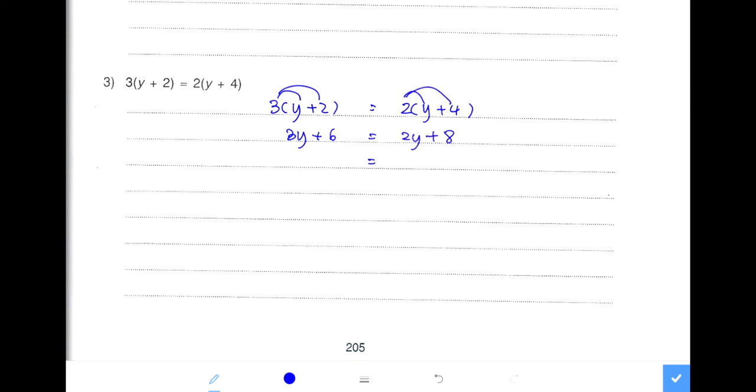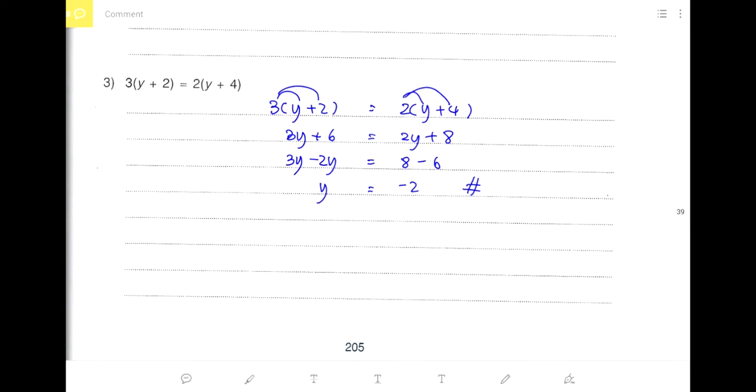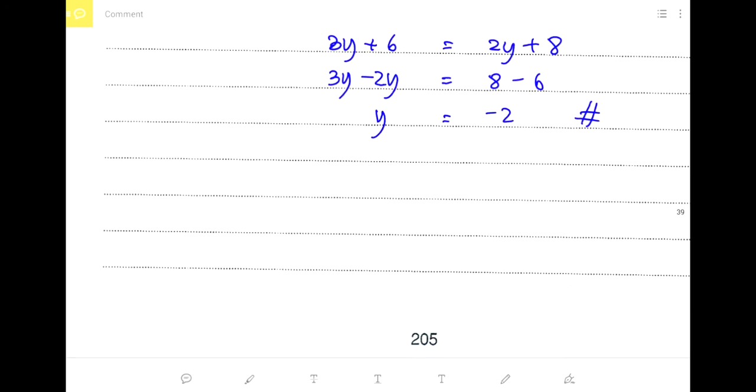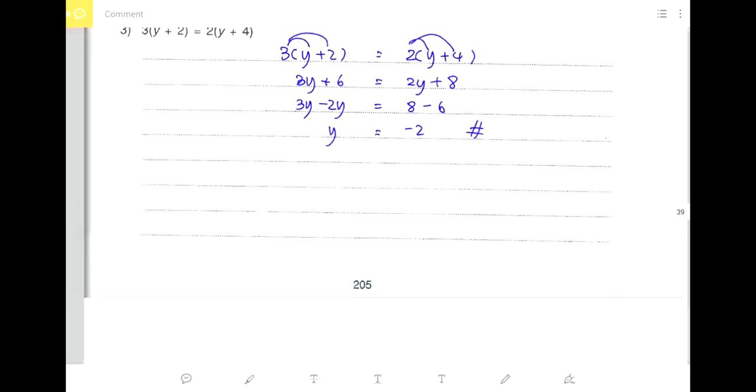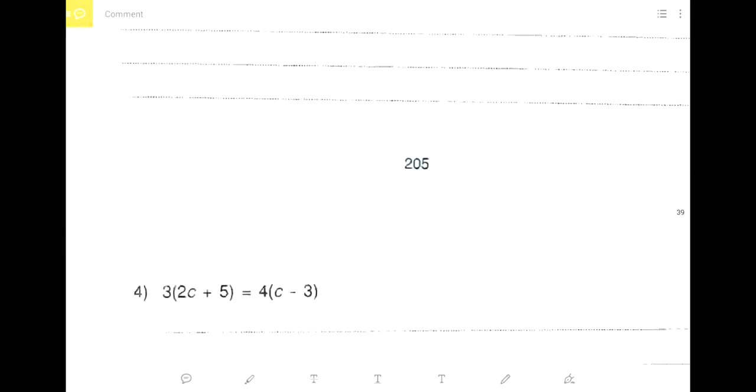Okay. So now, next step, I'm going to move all the y's to the left, right? So I have 3y minus 2y, and here is 8. The opposite of positive 6 is negative 6. Move it like this. Then 3y minus 2y is just y, right? 8 minus 6 is 2, so you have the answer now. Very easy. This problem looks hard, but actually it's not, right?